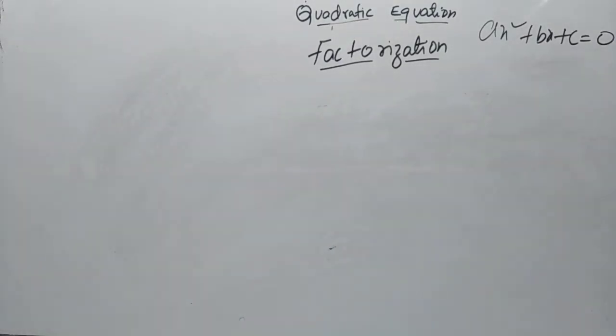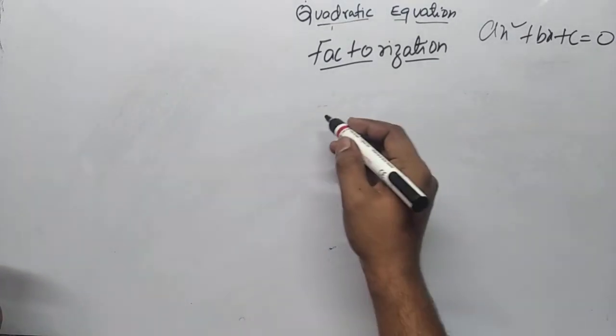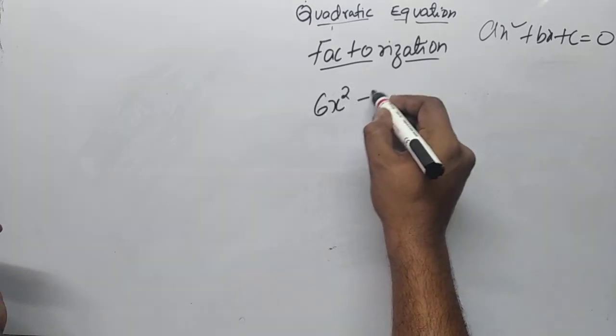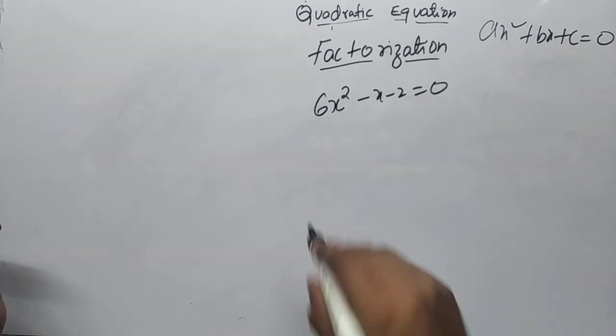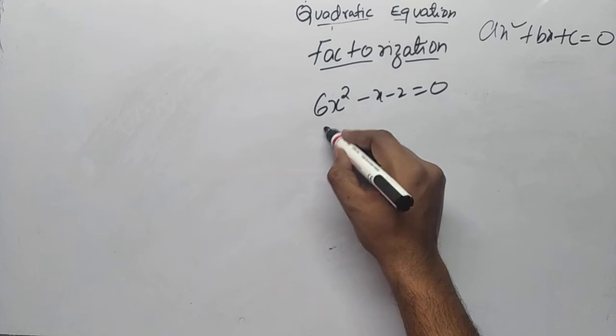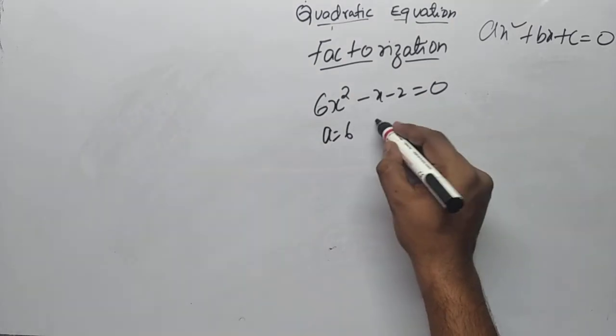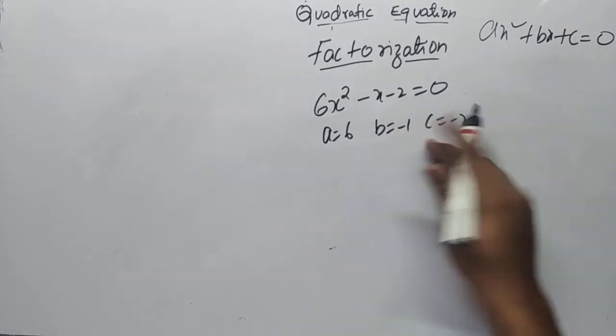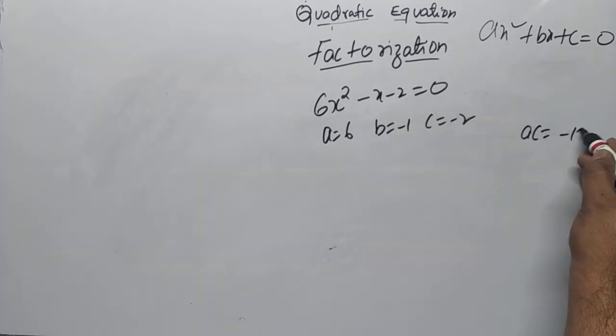Okay, we'll do the same thing with some other question. Suppose we take the equation 6x square minus x minus 2 is equal to 0, actually 6x square minus x minus 6 is equal to 0. So here, what is the a value? 6. B value, minus 1. C value, minus 2. Again, if you multiply a and c, we will have minus 12.